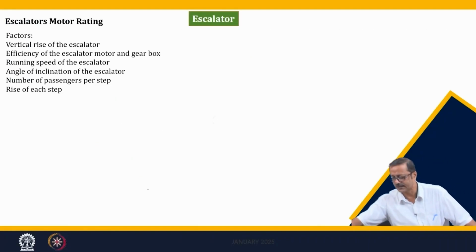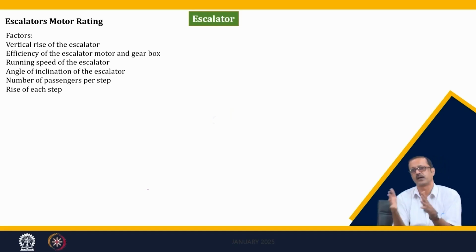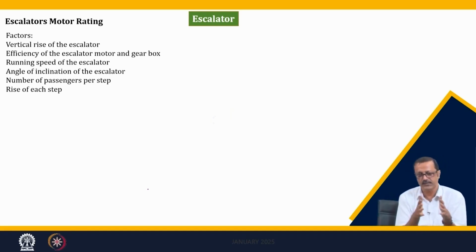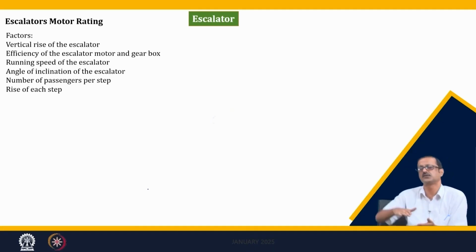Next, let us go to the escalator, another electrical equipment which we use in buildings, particularly in the mall, in the airport, in the railway stations. So, again in two parts I want to see how to find out this motor capacity and estimate the motor capacity, and from the motor capacity how can I find out the number of kilowatt hours used for a particular day.